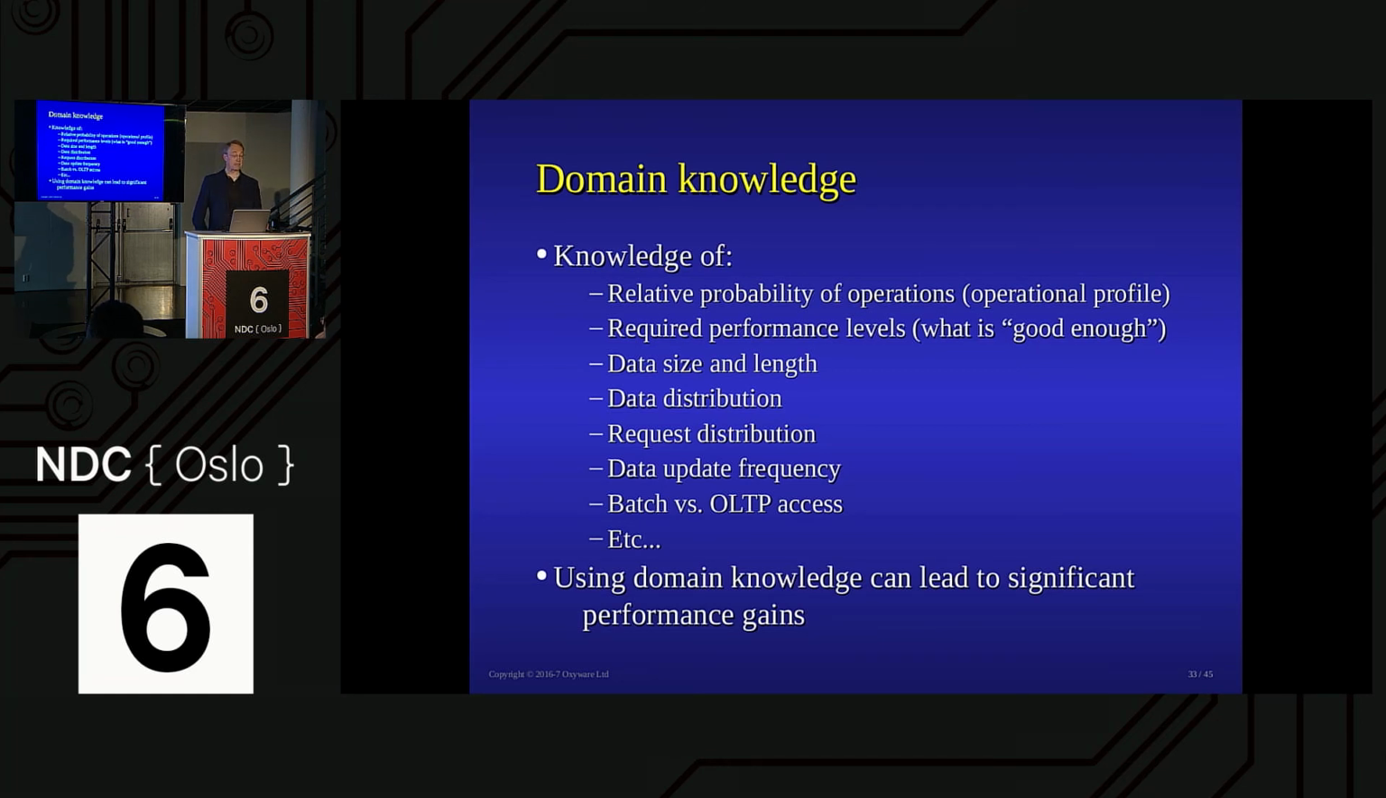Which leads me on to this. There's a lot you probably know that you can't put directly into your code. And this is what really will make the biggest difference. So what are the relative probabilities of these operations? How many reads, how many writes, what do you do? That's the thing you need to understand in order to say, well, these are things that need to go quickly. Don't try and make everything the same.